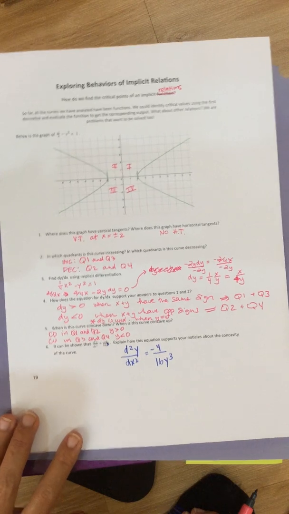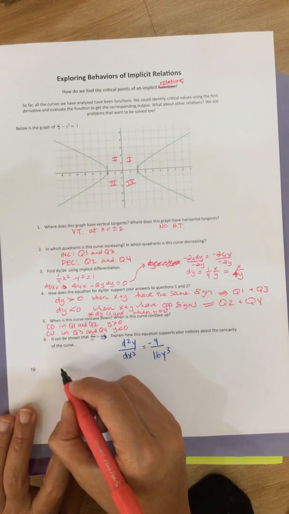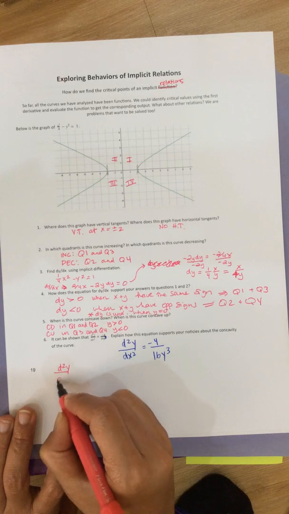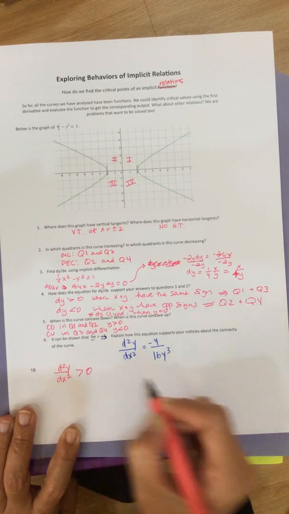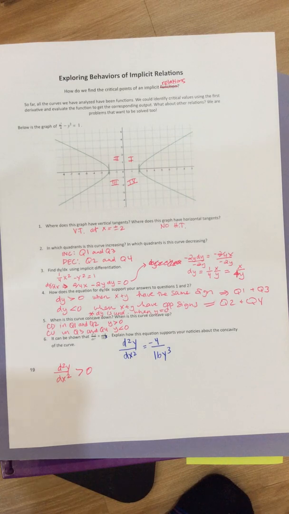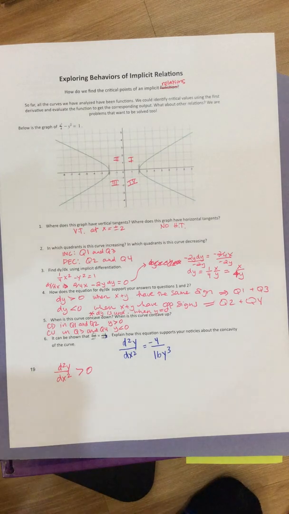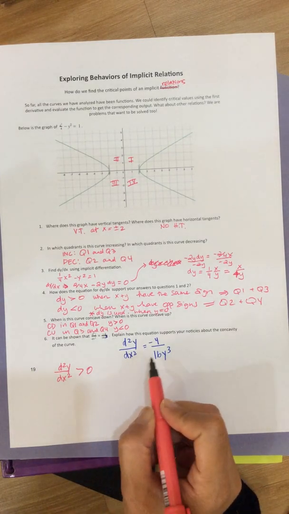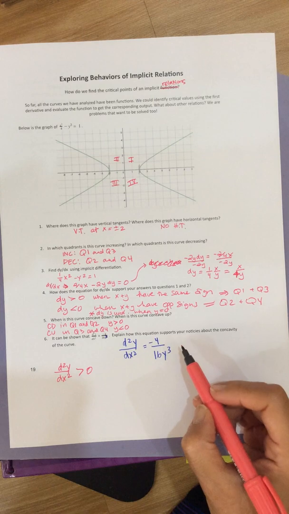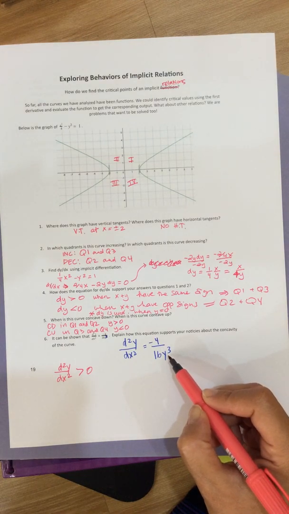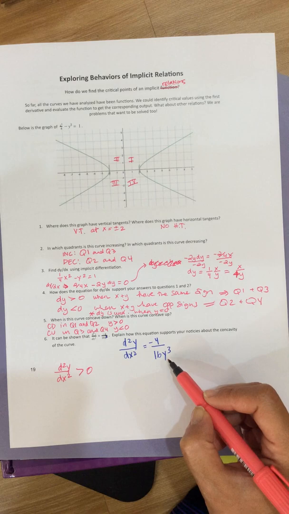Okay, so what do we know about concavity in the second derivative? Well, where are my concavity notes? Let me find those for you. Here we are, these notes, right? When the second derivative is greater than 0, it's concave up. Okay, so let's find when this is going to be greater than 0. Well, it's going to be greater than 0 when y is negative.